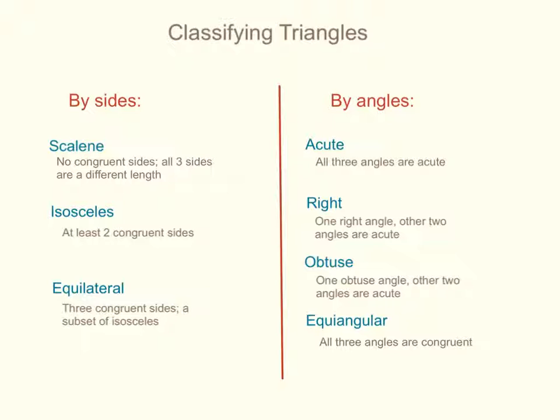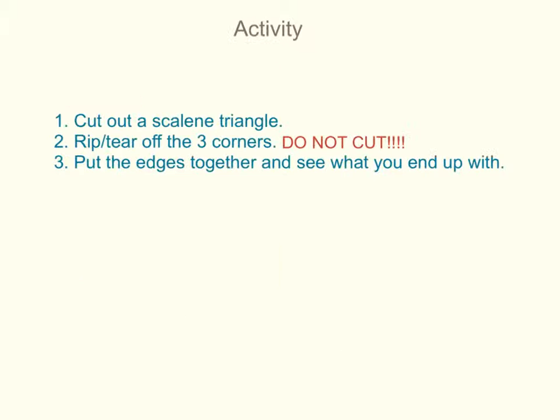Here are some definitions for you if you would like to write them down. So they have them here by sides and by angles. So go ahead and pause the video and take as long as you need to write those down. Now we could say that we have an obtuse isosceles triangle. So that would mean that the isosceles triangle has at least 2 congruent sides with 1 obtuse angle. So make sure that these definitions are all written in.